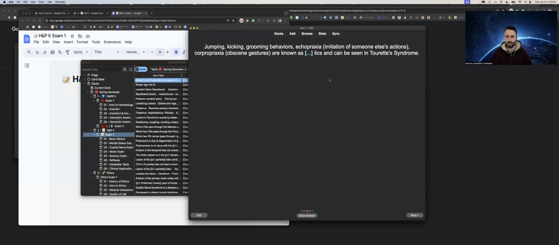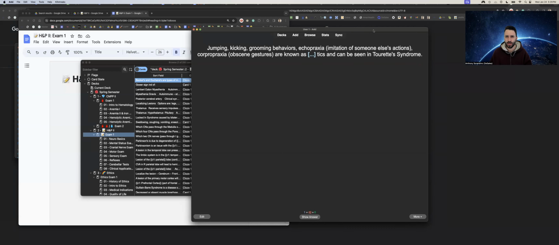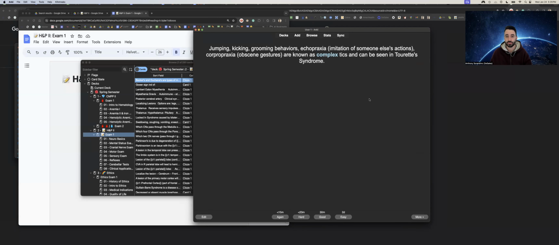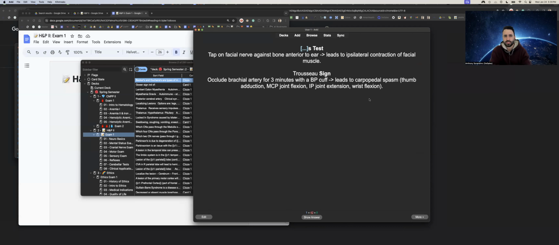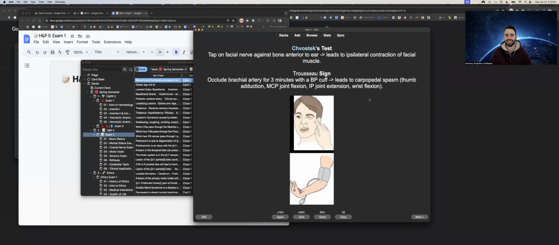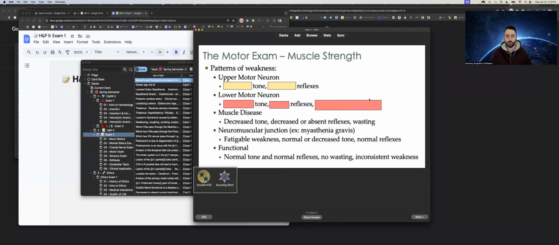Jumping, kicking, grooming behaviors, echopraxia are known as blank tics. It's something like complex, right? These are complex things. So complex tics, Tourette syndrome. Blank test, tap on facial nerves, Chvostek. There we go. That's the 3rd time I've seen this already. Lower motor neuron is going to be reduced tone, reduced reflexes, and this whole thing is blocked. I don't know what it says. Wasting and fasciculations. All right, I'm going to take that.